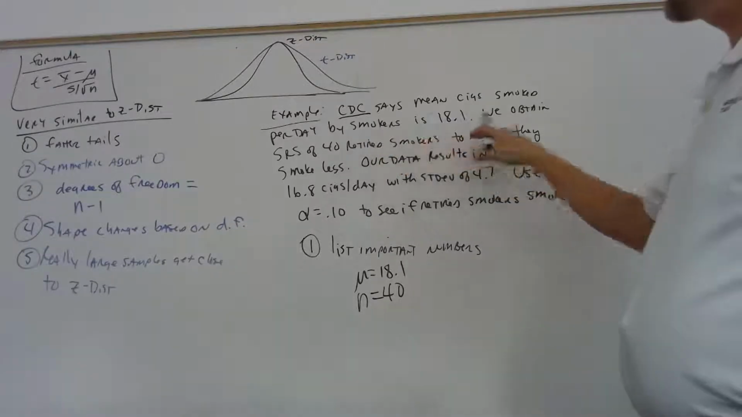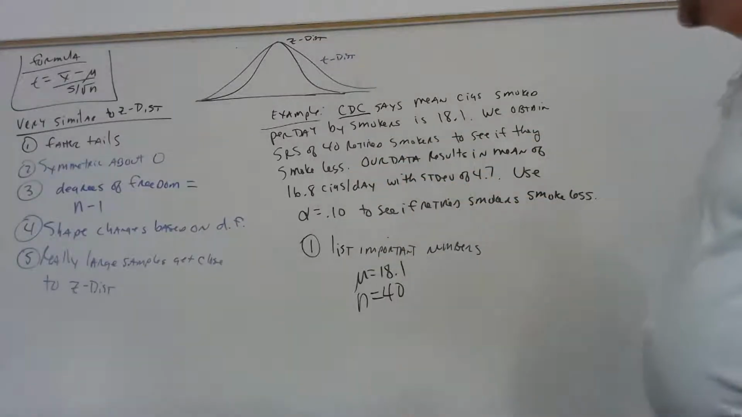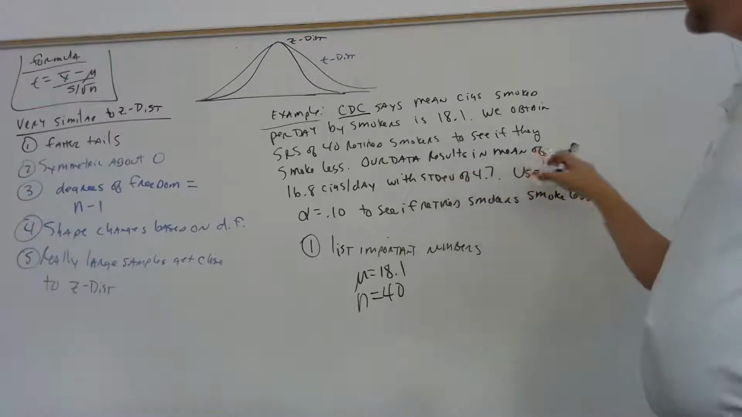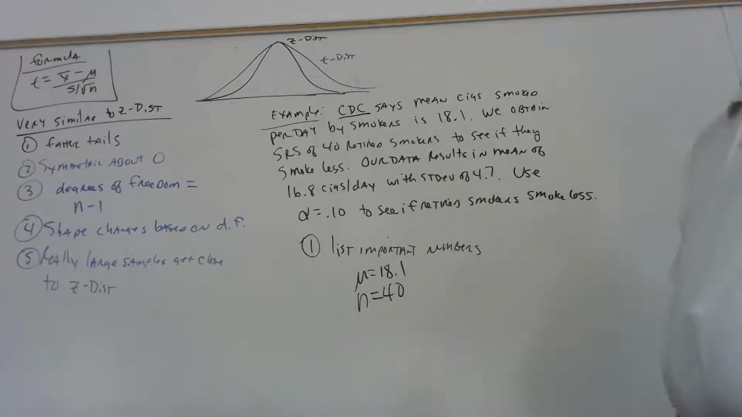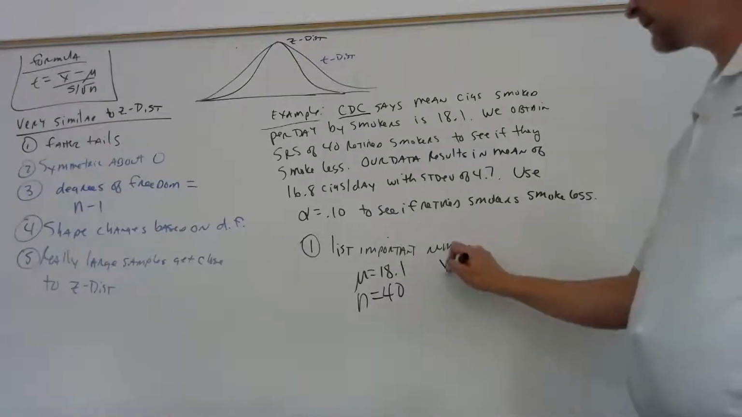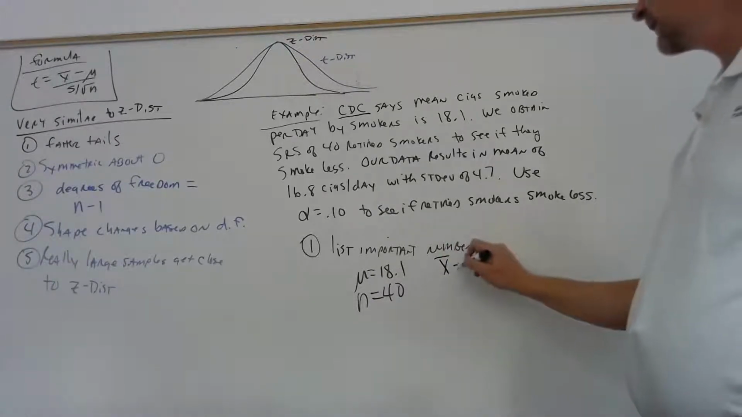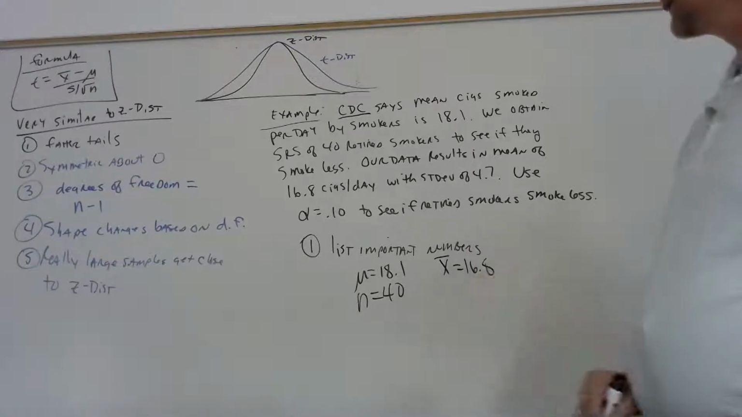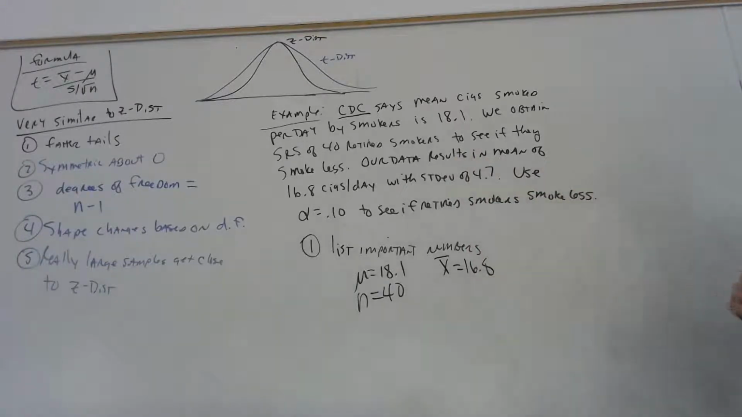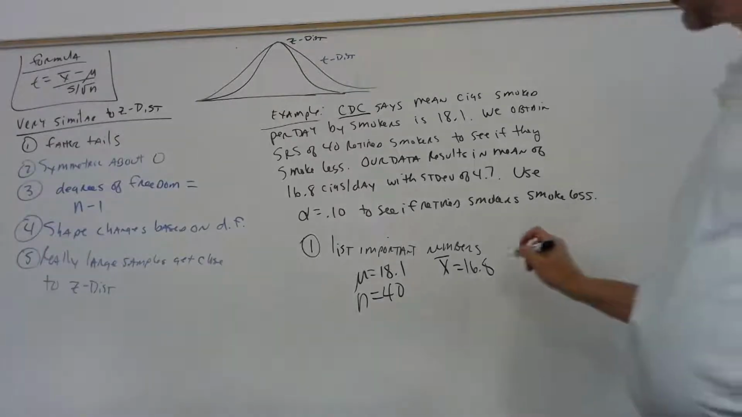40 retired smokers, to see if they smoke less, okay? Our data results in a mean of 16.8 cigarettes per day. I'd say that's important, and it would be X bar equals 16.8, with a standard deviation of 4.7. That's important too. And it's sigma.